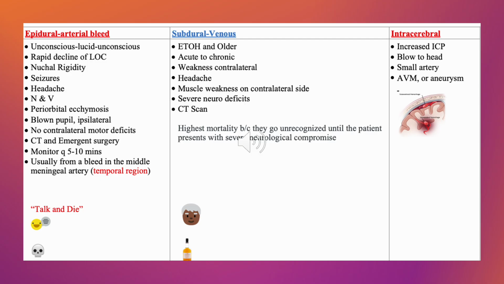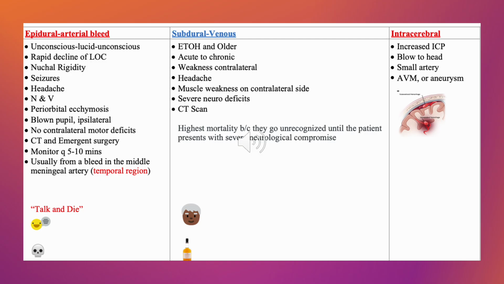So people that drink a lot of alcohol and older adults are going to be really at risk. And the reason is that alcohol shrinks your brain, and getting older shrinks your brain. So there's more space in between the skull and the dura mater. So it's a place where slow bleeding could collect over a long period of time. So again, they could have a dilated ipsilateral pupil.